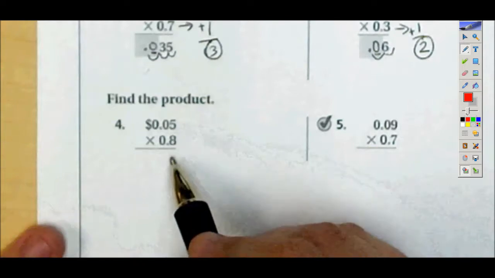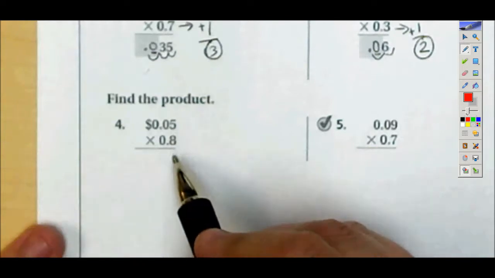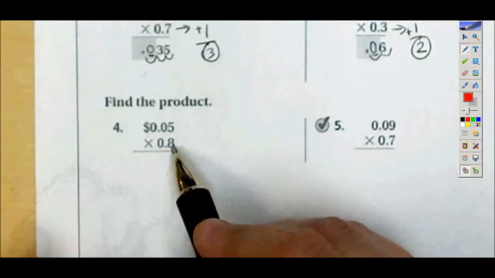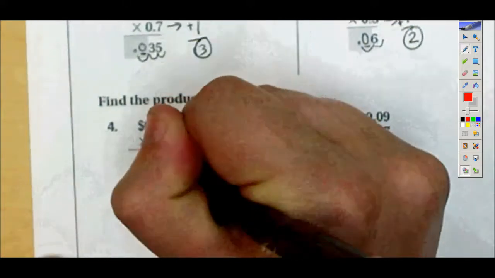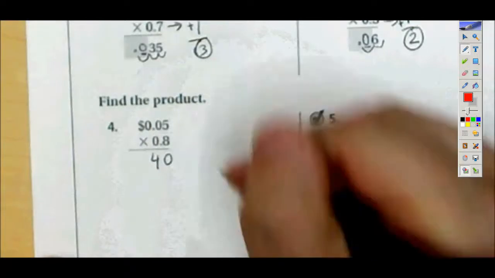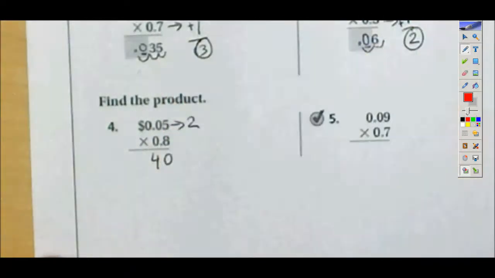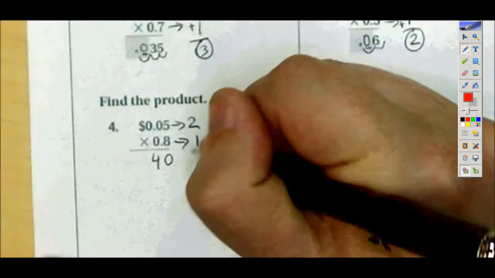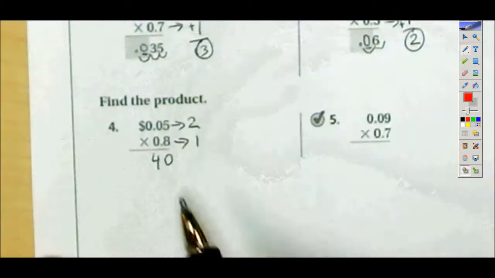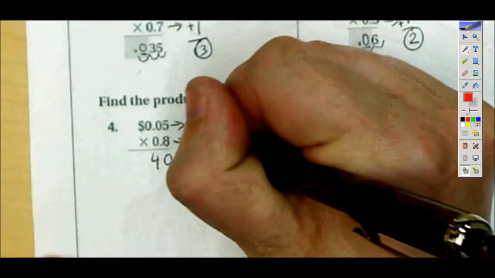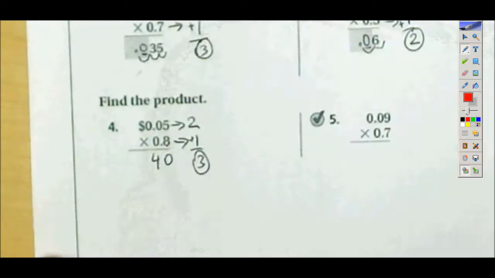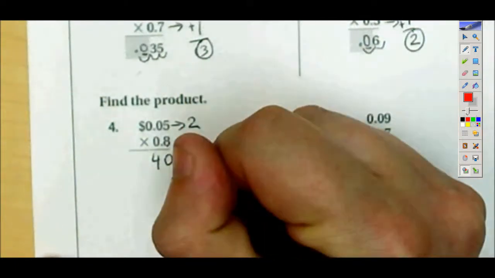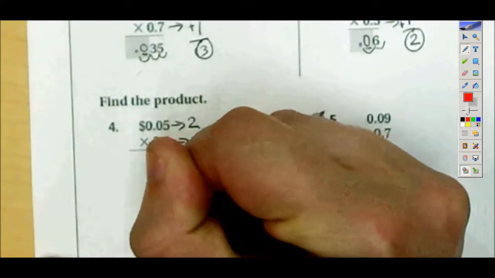0.05 times 0.8. We just multiply these 2 numbers together as if there were no decimal there. So 5 times 8 is 40. And there's 2 digits after the decimal here, 0 and 5. 1 digit after the decimal here, just the 8. I add them together. There's 3 digits after the decimal in my answer. So I put my pencil here, and I go 1, 2, 3.